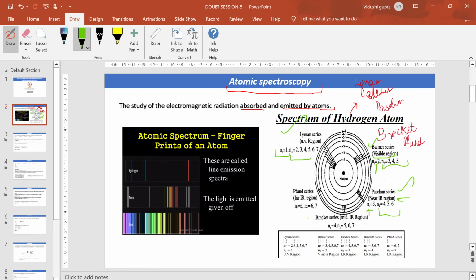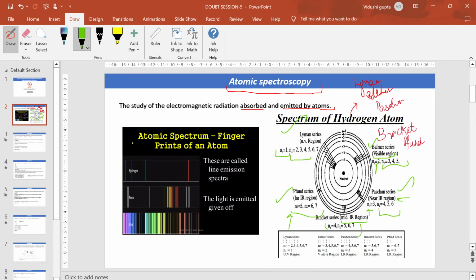Then comes the Brackett series. It is obtained in the mid IR, and n1 will be 4, that is, the transition is from the fourth orbit to a higher orbit. Therefore, n2 will be 5, 6, 7. Similarly, for the Pfund series, n1 will be 5 and n2 will be 6, 7 and so on. It is obtained in the far IR, and the transition is from the fifth orbit to a higher orbit. So Lyman means UV, Balmer visible, and Paschen, Brackett and Pfund are all in IR, but Paschen is in near IR, Brackett in mid IR and Pfund in far IR. Now these are the spectral series.